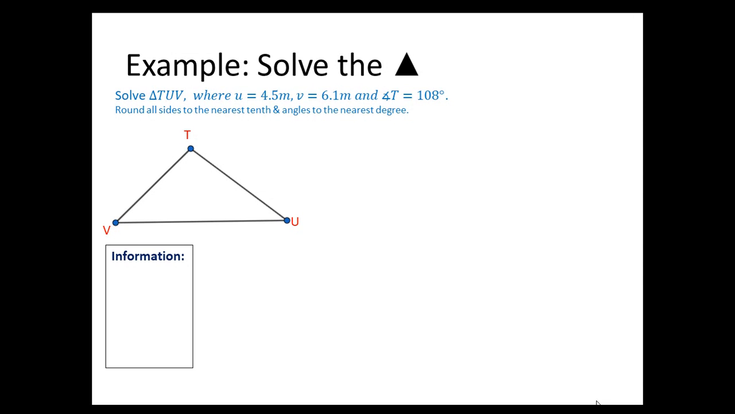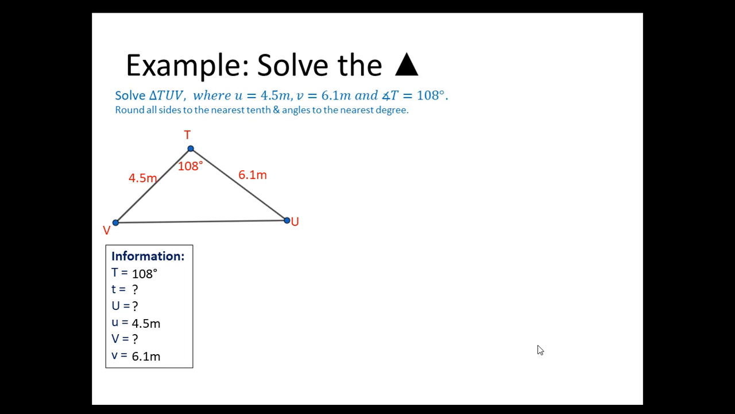Next, I'm going to set up my information box so that I can organize the information. Angle T is 108. I'm going to put 108 in the diagram as well. Little t is not given. Capital U is not given. Little u, we were told it's 4.5 meters, so the side across from angle U. And capital V, we don't have. Little v is 6.1. And this is the side across from our angle V.